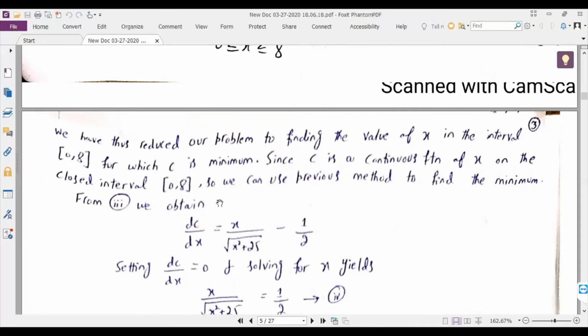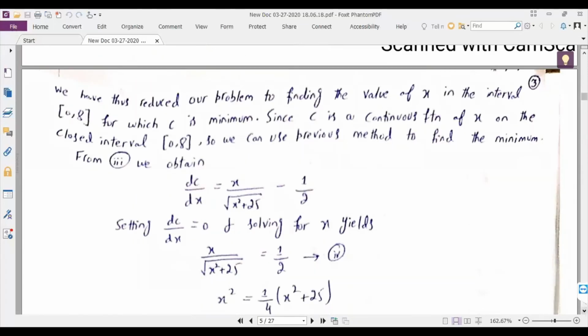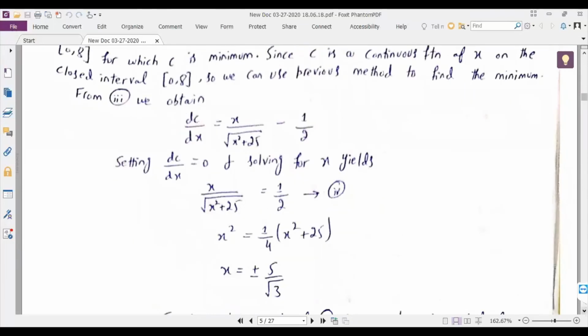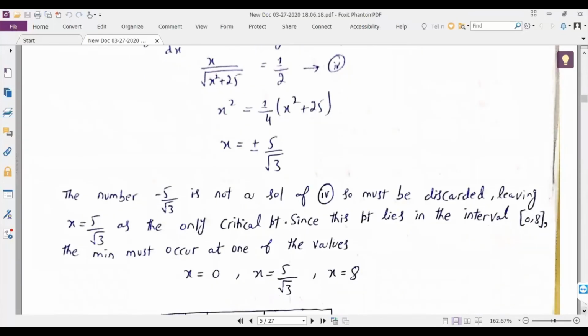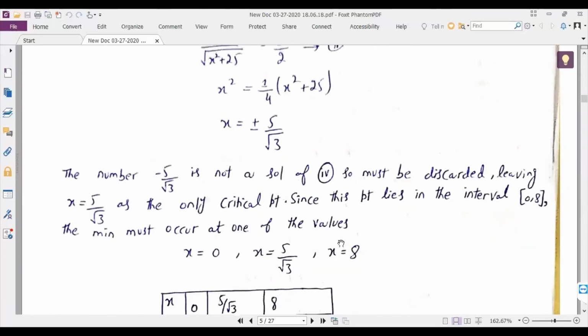From equation 3, we take the derivative of the cost function, set it equal to 0, and we get two values of x, plus minus 5 by under the radical 3. As the number minus 5 by under the radical 3 is not a solution of 4, it should be discarded, leaving x equals 5 by under the radical 3 as the only critical point. Since this point lies in the interval 0 to 8, the minimum must occur at one of these values.